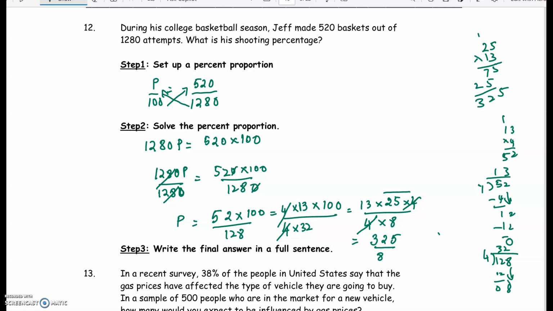So now we divide 325 by 8. 8 fours are 32. Subtract to get a 0. Bring the 5 down. 8 goes 0 times into 5, leaving a remainder of 5. So that is 40 and 5/8%. So 40 and 5/8% of 1280 is 520.